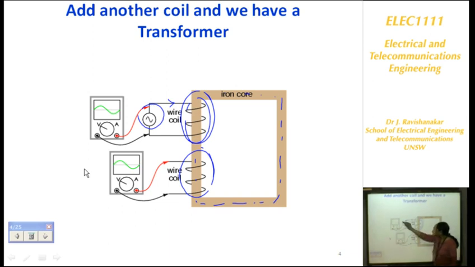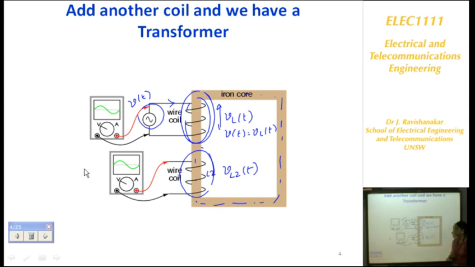We have a voltage, let us say V of t. There will be a voltage, let us say VL of t here. Now under ideal conditions, this V of t equals VL of t. Obviously they will be in opposition to each other. Now this flux linking the second coil produces another voltage, VL2 of t, because this is another coil L2.